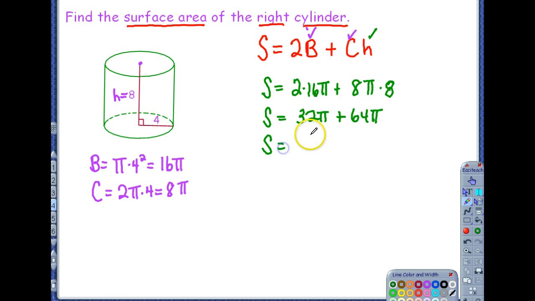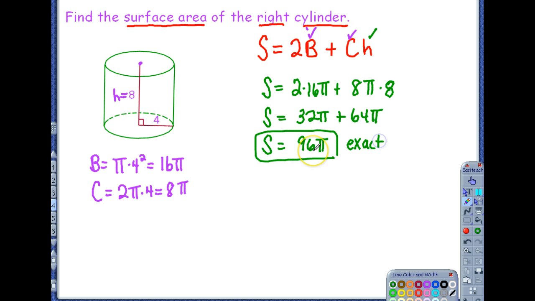We can make this exact, which as I'm looking at this problem, I also noticed that there's no units. And it didn't say round. So leaving it in terms of pi would probably be our best option. So we can combine these because they both are in terms of pi. So we just combine the 32 and 64 and you get 96 pi. So we're going to leave this. This is our exact answer.